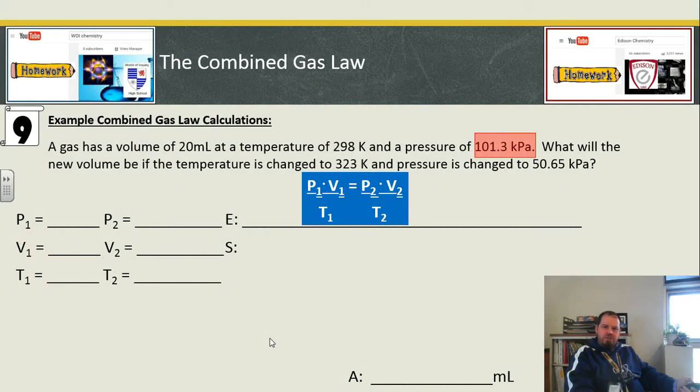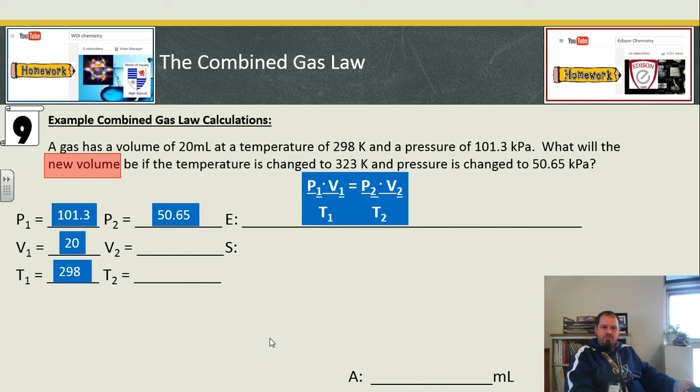So the initial pressure was 101.3. And the initial volume was 20. And the initial temperature is 298. Okay. And then it says, what will the new volume be? There's the trick, the new volume. So this new pressure must be P2. Sorry, that went fast. And then the new volume, what is the new volume? We're looking for that, so that's X. And the temperature changed to 323. So that's the final. Changed to refers to final. Okay, so that's 323. So now it's just a matter of plugging and chugging.